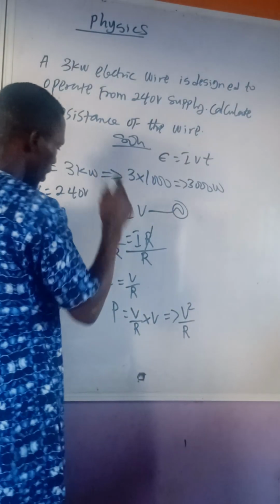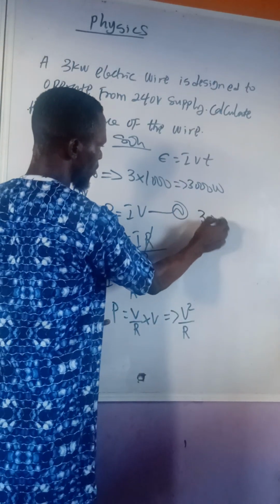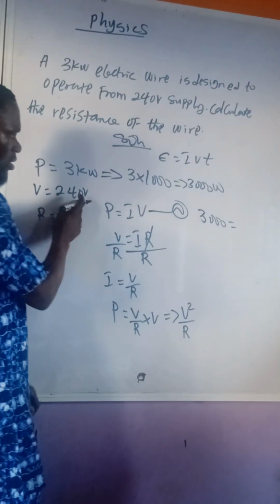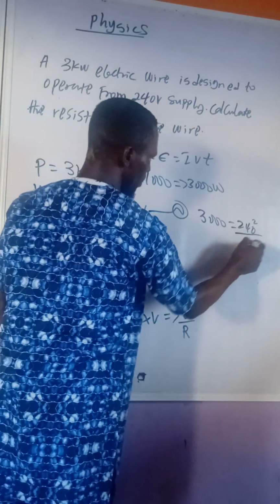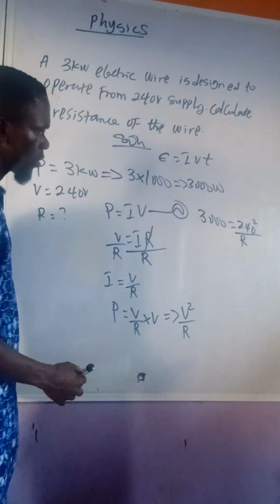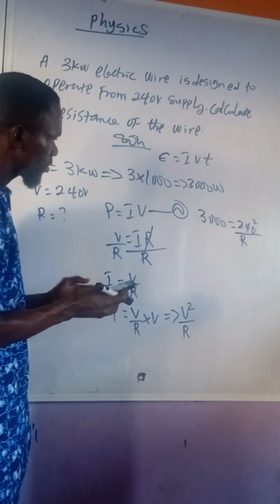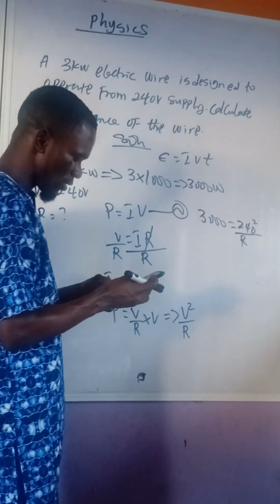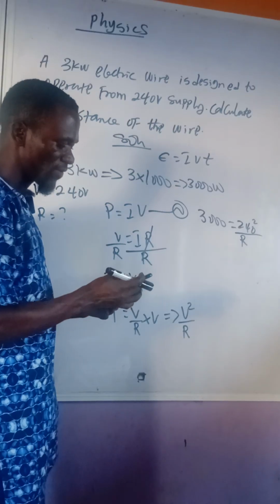So we have electrical power given as 3,000, equals our voltage, which is given as 240. Don't forget we have squared here, over the resistance, which is unknown. That's what you have to calculate, right? So let's start to solve it now. 240 squared will give us what? Let's check it out. We have 240 times 240. That should give us 57,600.